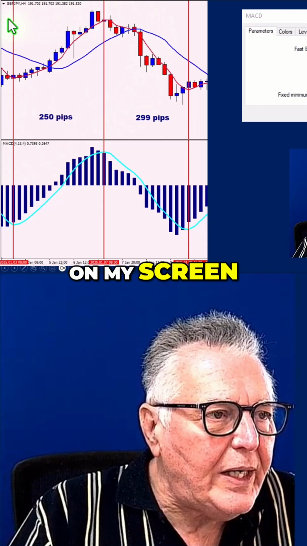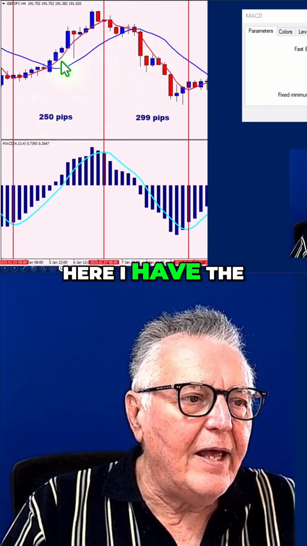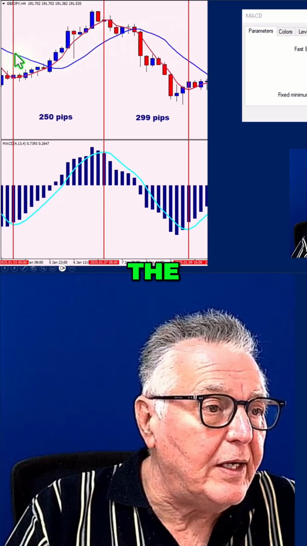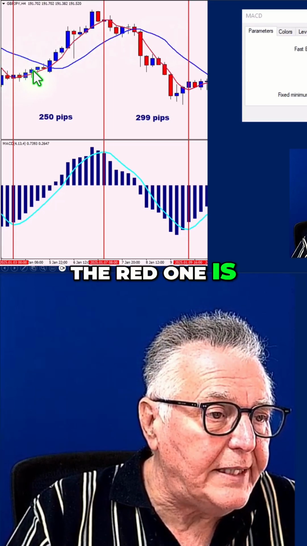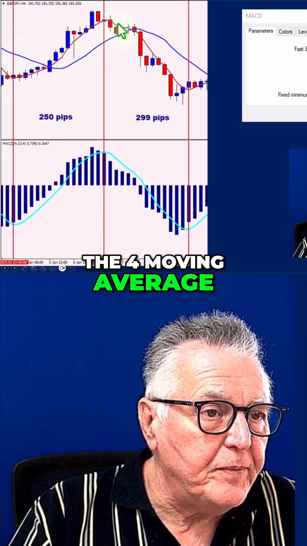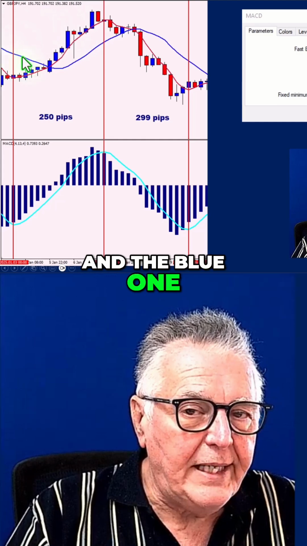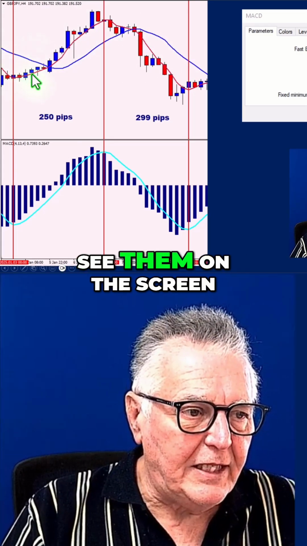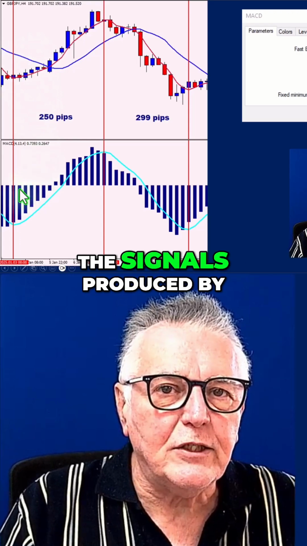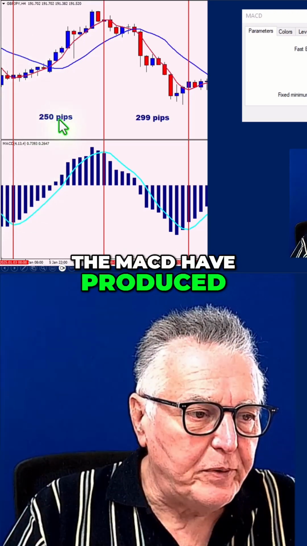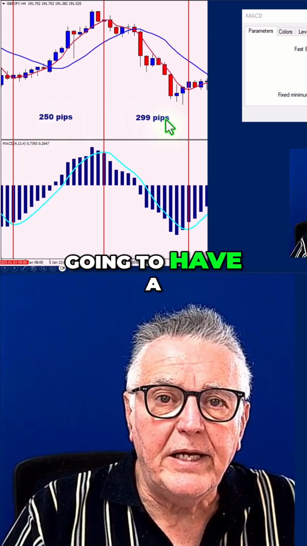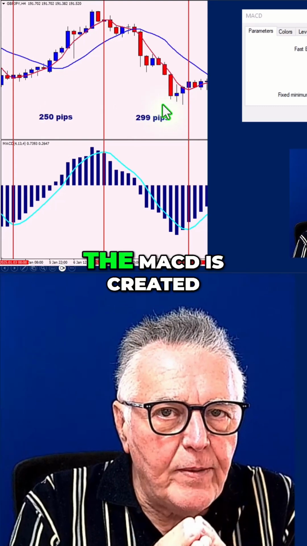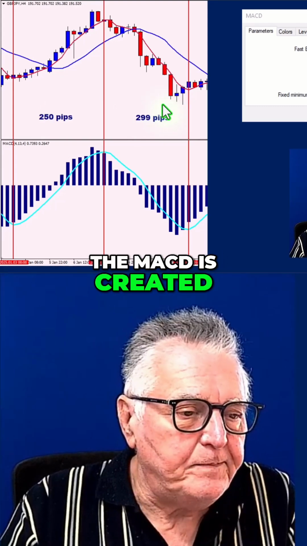On my screen here, I have the two moving averages. In fact, the ones that are shown here, the red one is the 4 moving average, and the blue one is the 13 moving average. And there you can see them on the screen. And as you can see, the signals produced by the MACD have produced fantastic results. And we're going to have a look at a lot more than this. But I just want you to understand how the MACD is created.